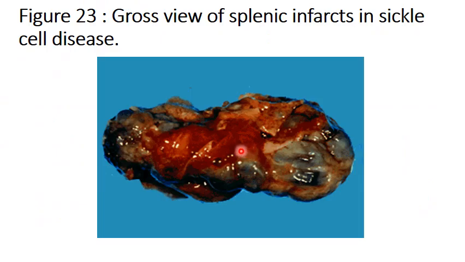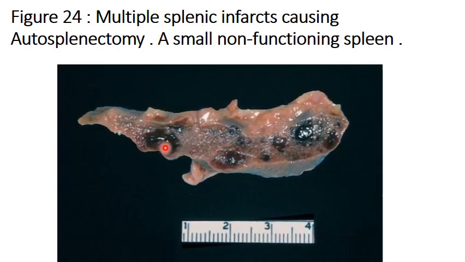This is a splenic infarct in a patient with sickle cell disease. You see the size of the spleen is already shrunken due to the splenic infarcts, continuous infarction and thrombosis. It will lead to autosplenectomy. Multiple splenic infarcts here will lead to loss of function, a small non-functioning spleen, which is called autosplenectomy. Very small size of the spleen.